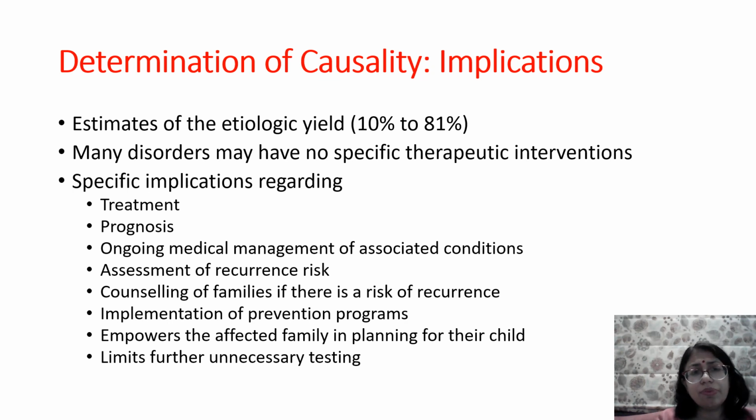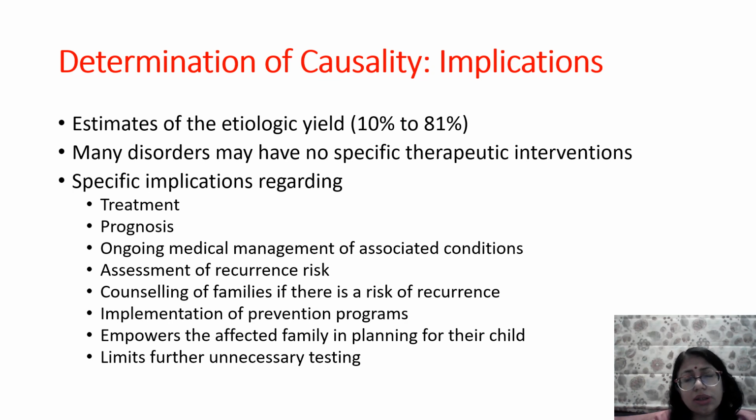The importance of determining causality is that it provides closure to parents. It tells them the possible cause and what therapeutic measures they can undertake. It has implications regarding treatment, prognosis, and finding out the associated comorbidities, and if it is a heritable disorder, what the recurrence risk is, and accordingly counseling of the families.